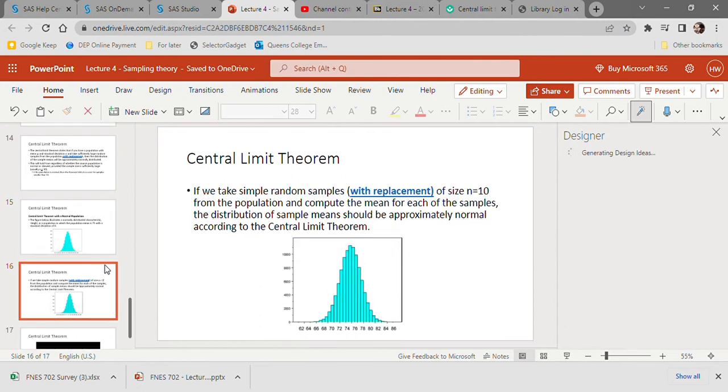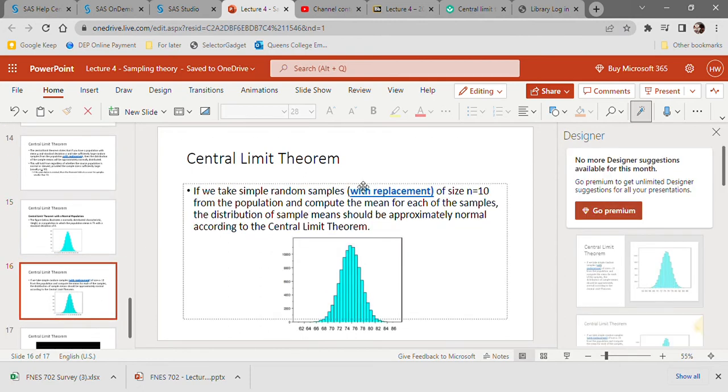So if we take a random sample with replacement of size n equals 10 from the population and compute the mean for each of the samples, the distribution of the sample mean should be approximately normal according to the central limit theorem, right?